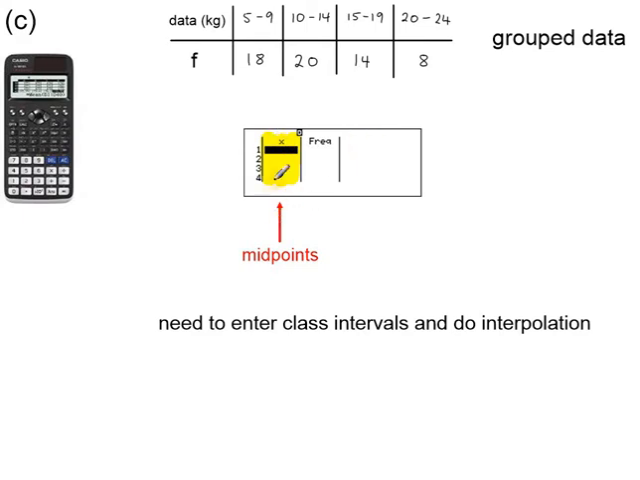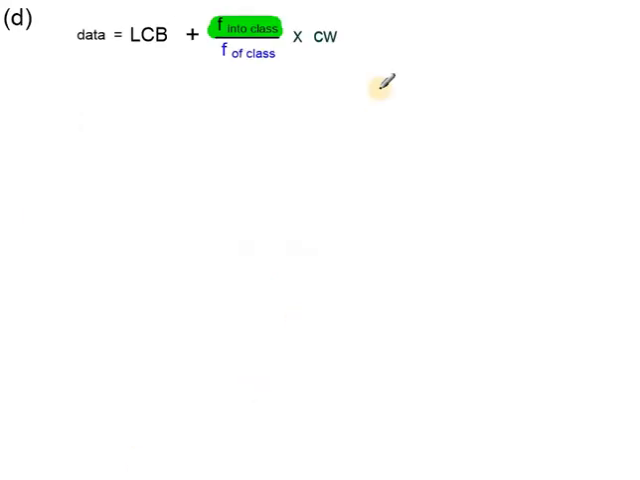The midpoints here would be perfectly fine in the calculation of mean and standard deviation for grouped data, but if you're entering midpoints, you cannot do any calculations for interpolation. So you have to use the interpolation formula. In the interpolation formula, all of these values are straightforward except the frequency into the class. So I'm going to explain this a little more.